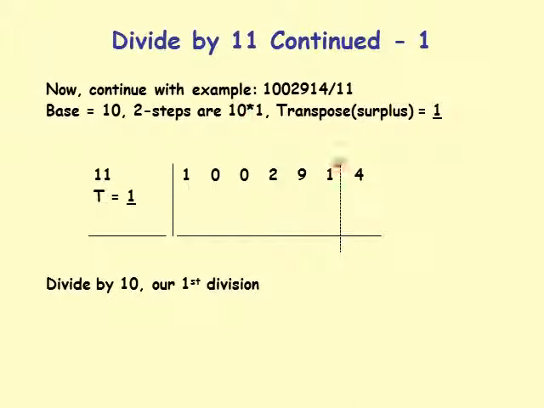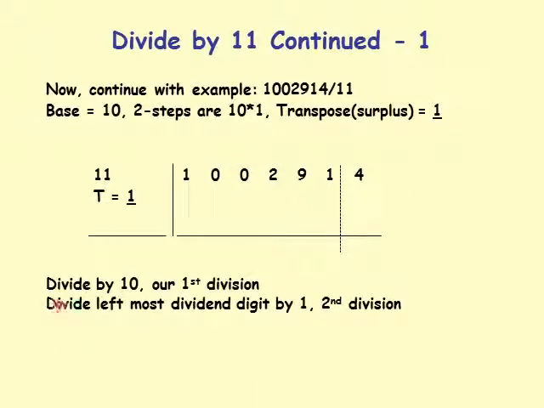How to do that? We just draw a line to the left of one digit. So we divide the dividend by 10, and left of the line is the quotient and the right is the remainder. Now divide the leftmost digit by 1. That is our second division. So we get a 1 here. Now adjustments.